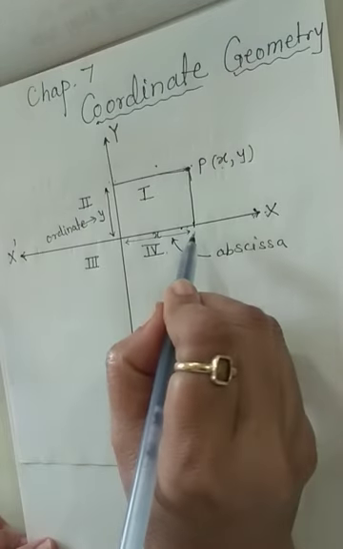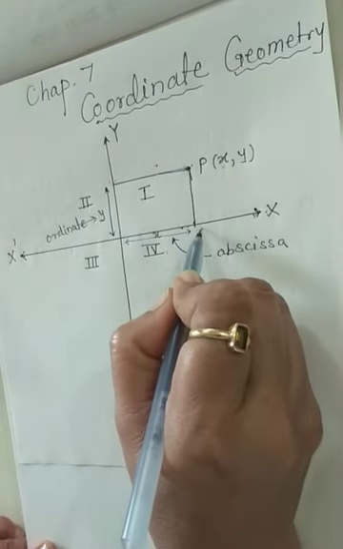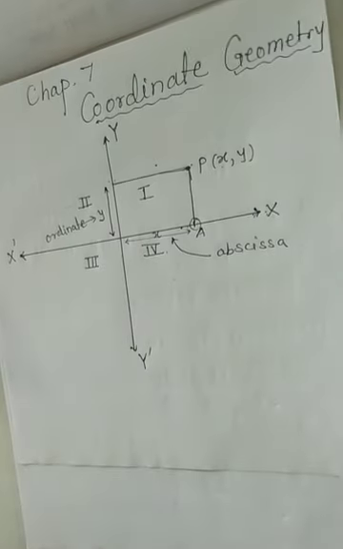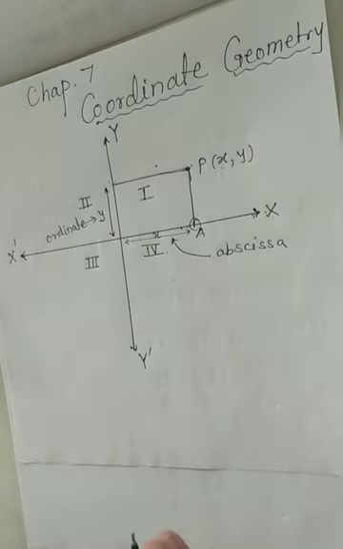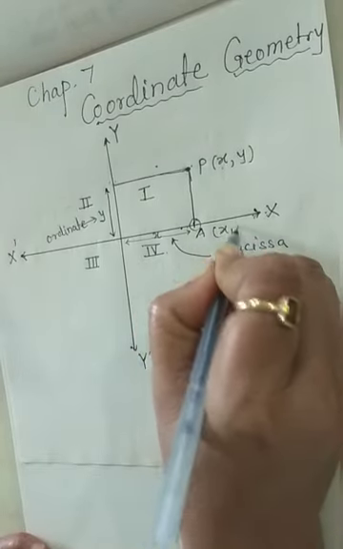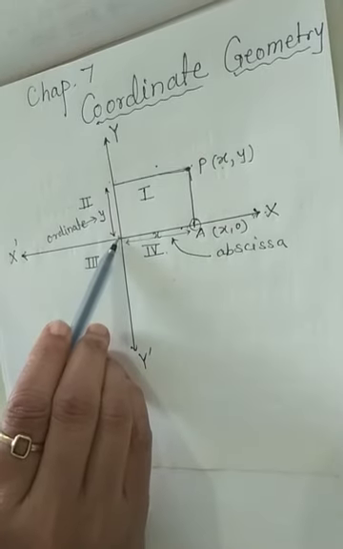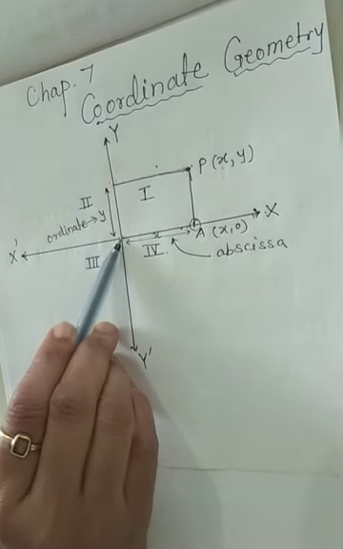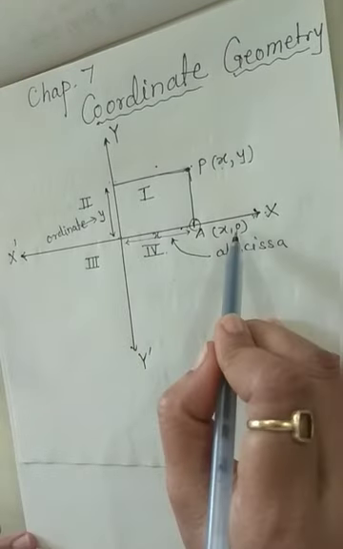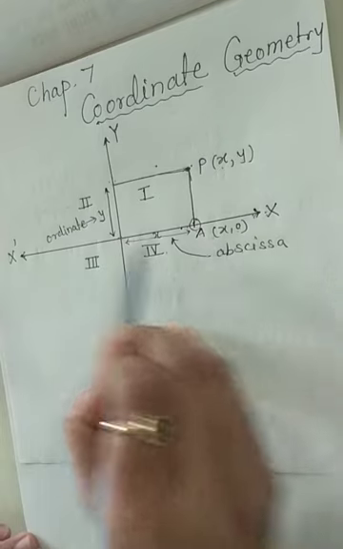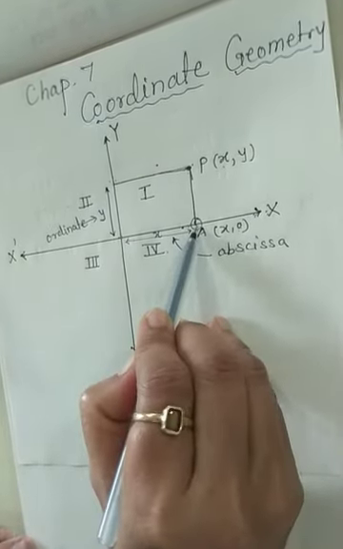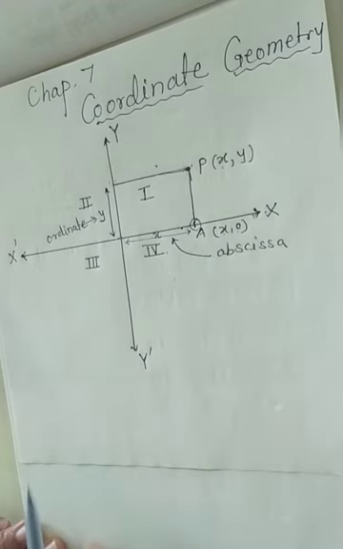Now suppose the point is on the x-axis. Suppose the point A is on the x-axis, then the coordinates of this point are of the form (x, 0). That means here there is no distance from the x-axis on the y-axis. So the y-coordinate will be 0 here, and the perpendicular distance from the y-axis we can measure, which is our x-coordinate.